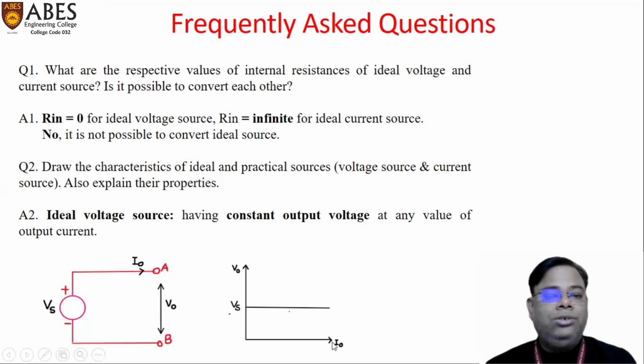and this one is the characteristic of the ideal voltage source. In this characteristic, you can see here that the output voltage of the ideal voltage source is always constant at any value of output current. So this one is the symbol and this one is the characteristic. You can write this if you have been asked to draw the characteristic of the ideal voltage source.